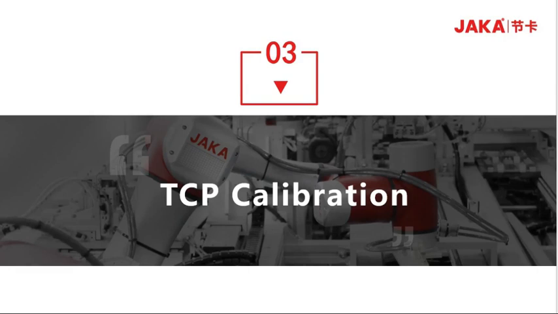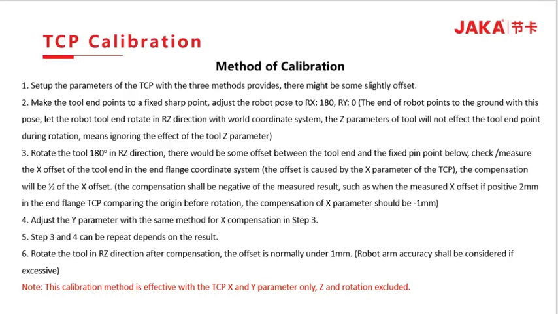Part 3. Method for TCP calibration. First, set up the parameters of the TCP with the 3 methods provided. There might be some slight offset. Second, make the tool endpoint face a fixed sharp point. Adjust the robot pose to RX 180, RY 0. The end of the robot points to the ground with this pose.